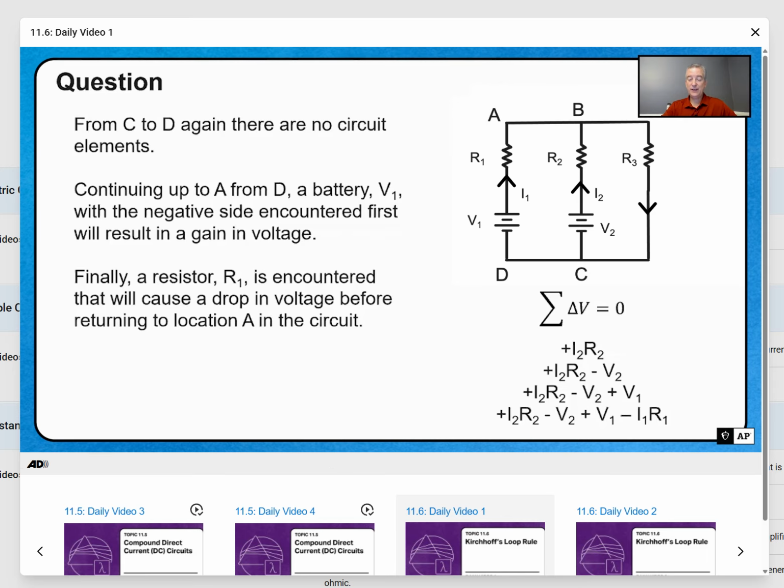To finalize the equation using Kirchhoff's loop rule, we would then have plus I2 R2 minus V2 plus V1 minus I1 times R1 is equal to 0.